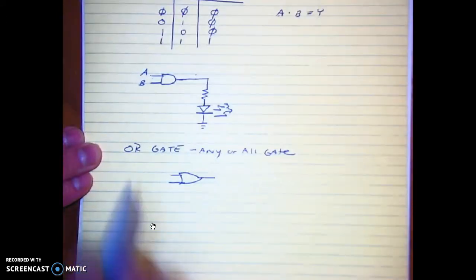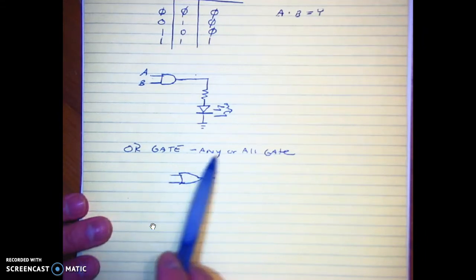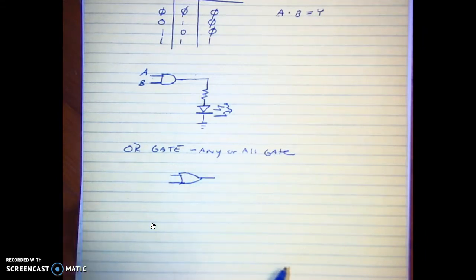Now let's look at an OR gate. That's the second type of logic gate we have. This is called the any or all gate. So basically on this one, if we have a 1, we'll always get a 1 out. It doesn't matter. So we can have 1 in and we get 1 out. To get a better understanding of what an OR gate is, think about a bunch of switches that are in parallel. Remember, in an AND gate, the switches are in series.